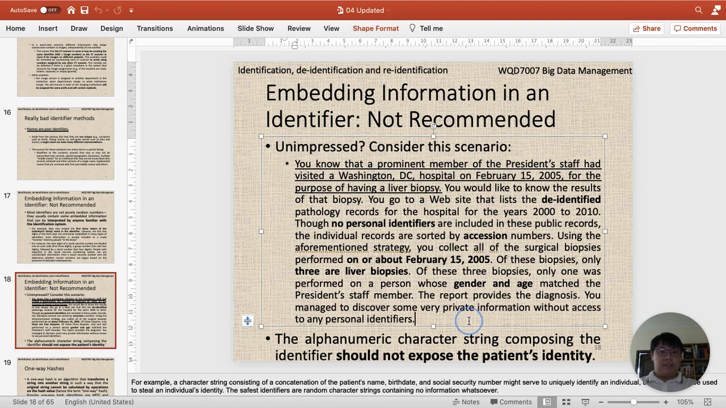Okay, because there are actually a number of arguments over here why, if we stand alone, it really is not able to help you in finding the outcome. But this particular person, having extra information on February 50 and also the liver biopsy, is able to get this particular private information about the biopsy, right? So over here, it's trying to tell you that the alphanumeric character string composing the identifier should not expose the patient's identity.